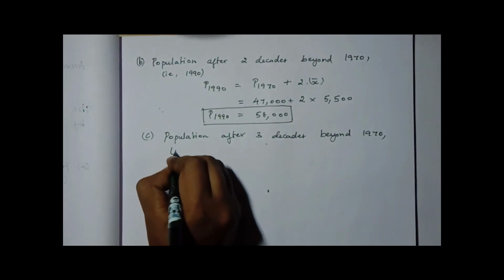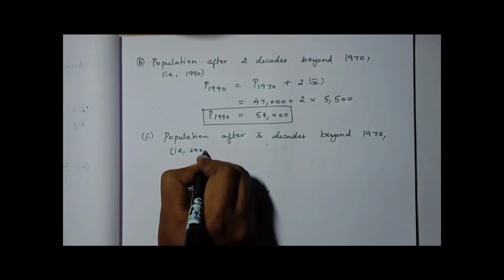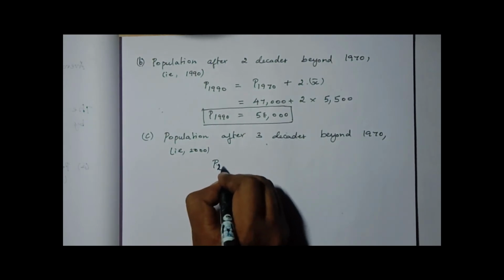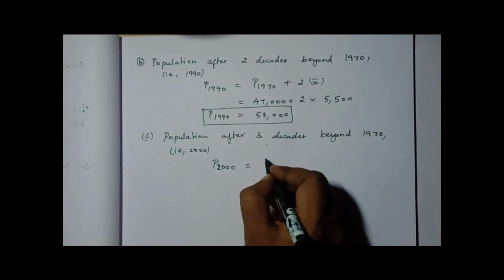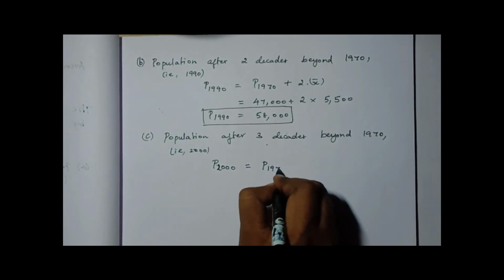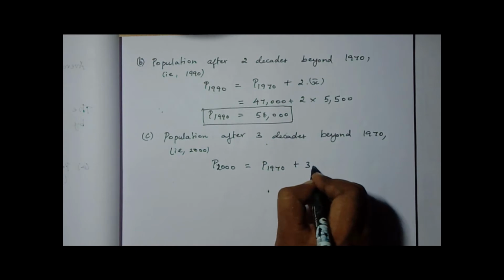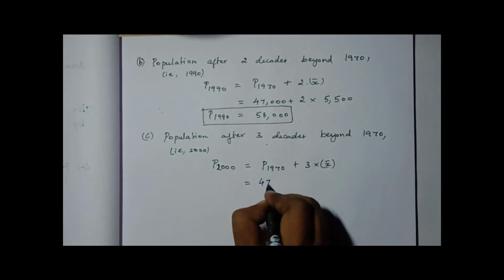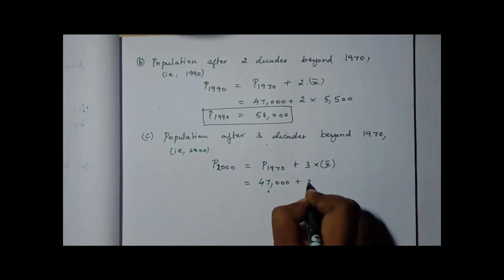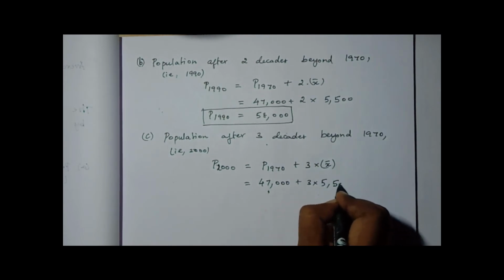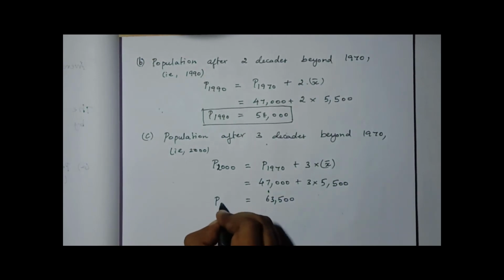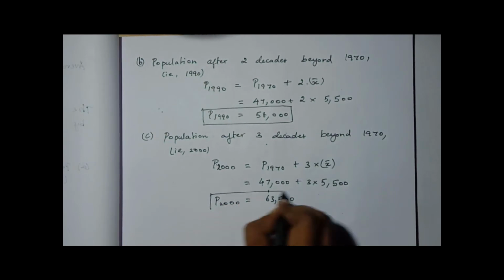So similarly, the population after 3 decades beyond 1970, that is in the year 2000. So P of 2000 is equal to P of 1970 plus 3 into x bar, which is nothing but 47,000 plus 3 into 5,500, which is nothing but we'll get 63,500. So this is the population in the year 2000.